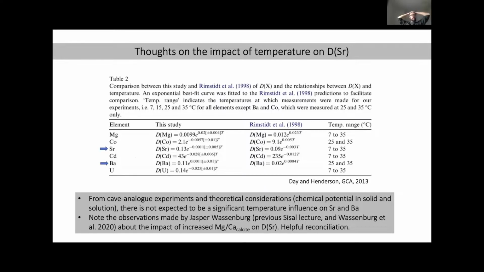And there's a slide or a couple of slides in Jasper's previous talk where he makes really nice observations about the impact of magnesium calcium on the strontium partition coefficient, namely that with increased amounts of prior calcite precipitation, the magnesium calcium ratio in the calcite is increasing. And he shows from one of his studies that the increased magnesium calcium in the calcite appears to increase the strontium calcium ratio. So that might explain why some people believe to be seeing a temperature impact on strontium partitioning.